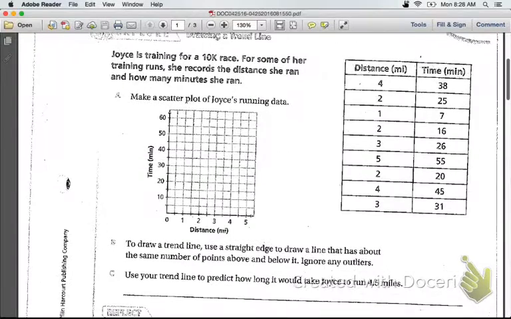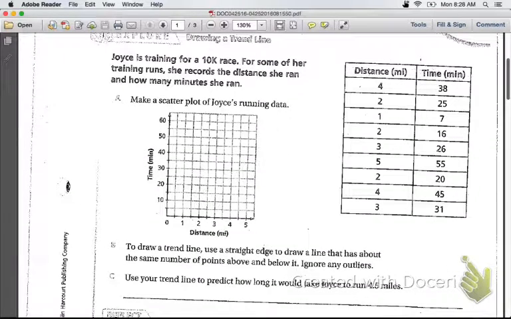So here's an example of drawing a trend line. Joyce is training for a 10K race. For some of her training runs, she records the distance she ran and how many minutes she ran. Let's make a scatter plot. So again, the independent variable is the distance that goes on the x-axis, and the time goes on the y-axis.